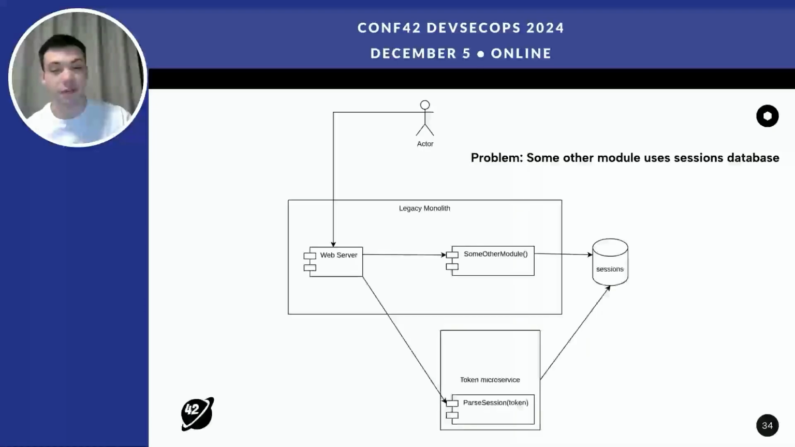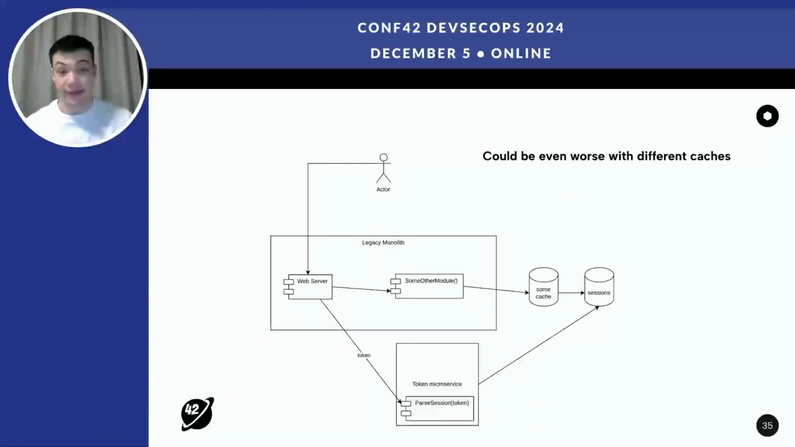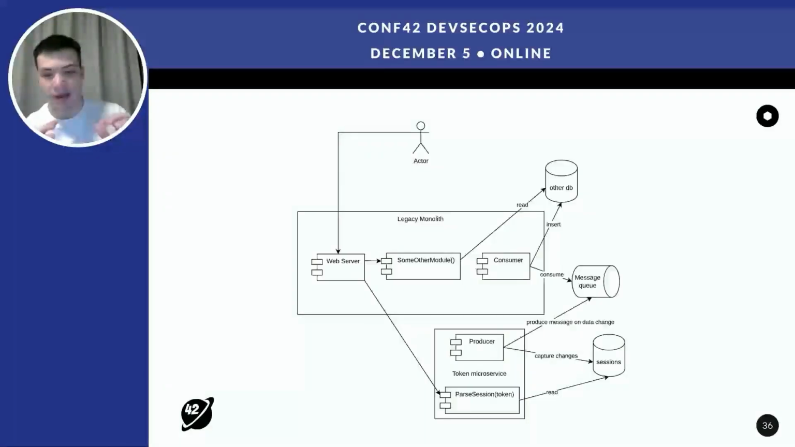But what if some other module uses the sessions database? We have to migrate it as well. How do we do it? And the problem could be even worse if we have different caches between the database and the monolith. Here's a solution for this problem.